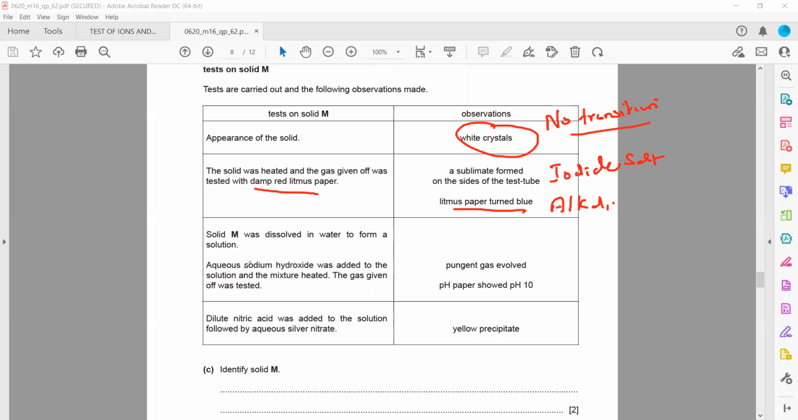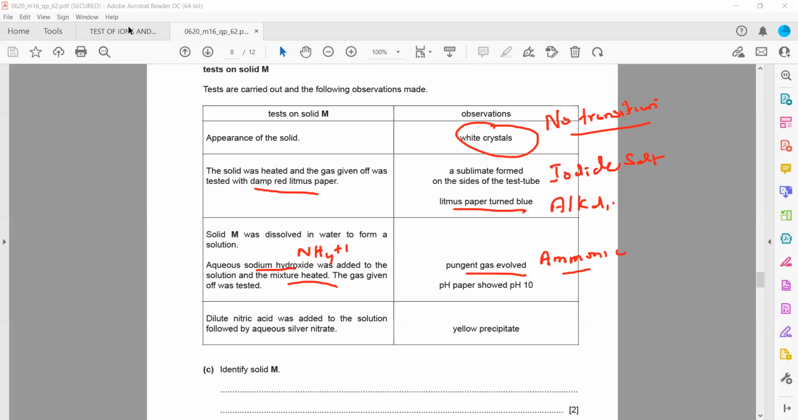Then solid M was dissolved in water and sodium hydroxide was added and we heated. If we are adding sodium hydroxide and heat, a pungent gas is given off. What is this pungent gas? This gas is ammonia. And what ion is present? Because adding sodium hydroxide and heat gives off ammonia gas, it means it contains ammonium ion, NH4+. That is the test for the ammonium ion.